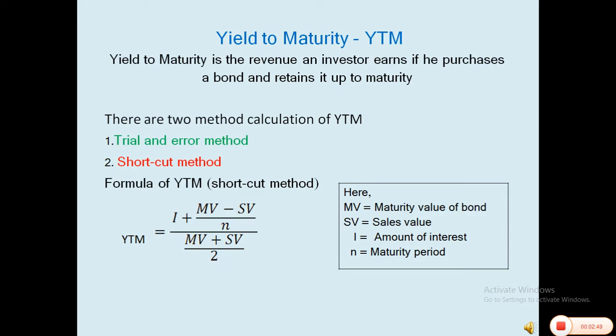Yield to maturity, YTM. Yield to maturity is the revenue an investor earns if he purchases a bond and retains it up to maturity. There are two methods of calculation of YTM. First one, trial and error method. Second one, shortcut method. Since the shortcut method between these two methods is relatively easy and simple, we will solve the YTM mathematical problems with this method.